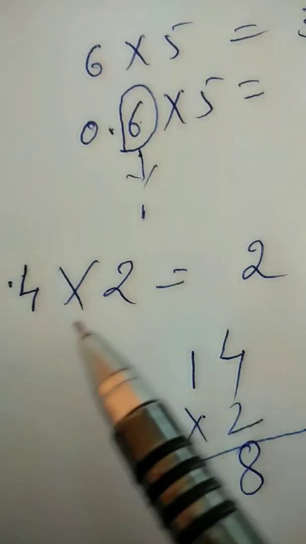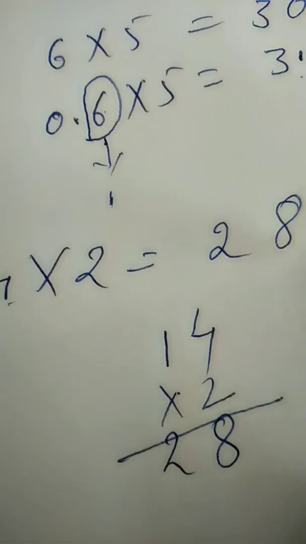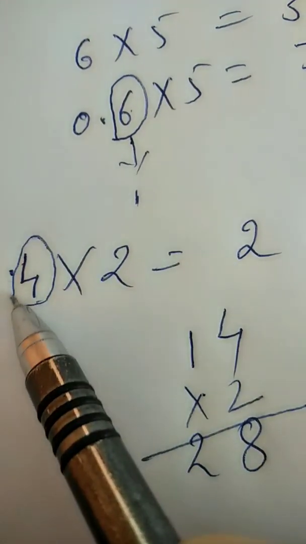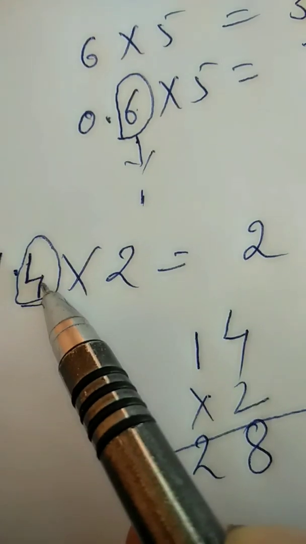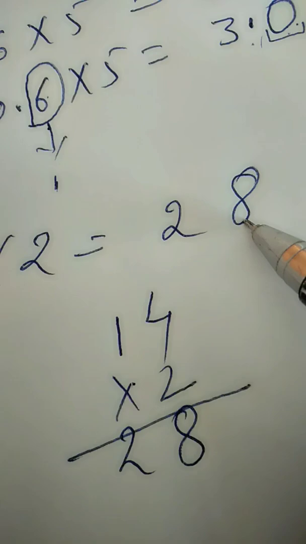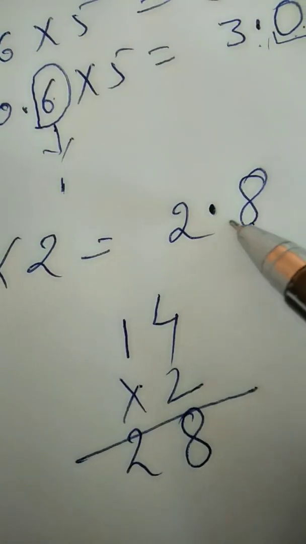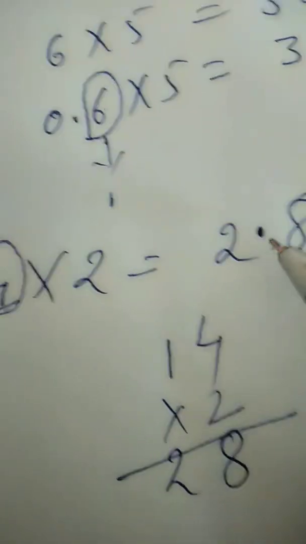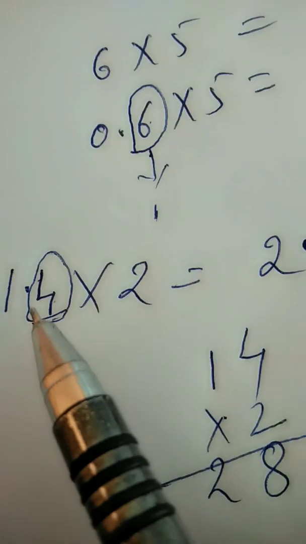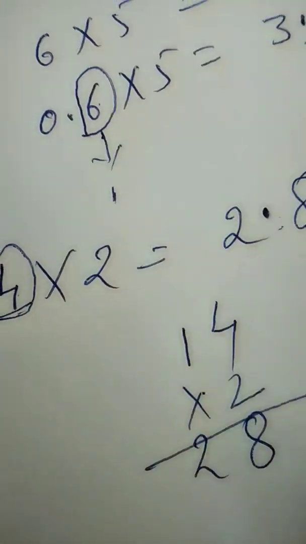Now we have a decimal, so we will use the decimal in the product. After the decimal, how many digits are there? After the decimal, we have one digit. So in the answer, we must have one digit after the decimal. So now we have the answer 2.8. That means 1.4 multiplied by 2, the answer will be 2.8.